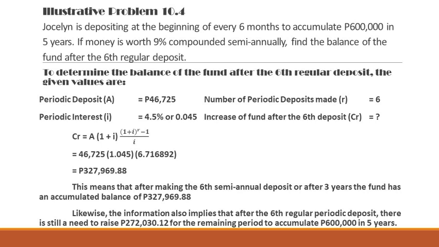So the value of C is equal to the periodic deposit A multiplied by the quantity 1 plus the periodic interest, multiplied by the quantity 1 plus the periodic interest raised to the power of R, the number of periodic deposits made, minus the quantity 1, over the periodic interest. By substituting each value, we'll get the value of the fund after the 6th deposit, which is 327,969 pesos and 88 centavos.